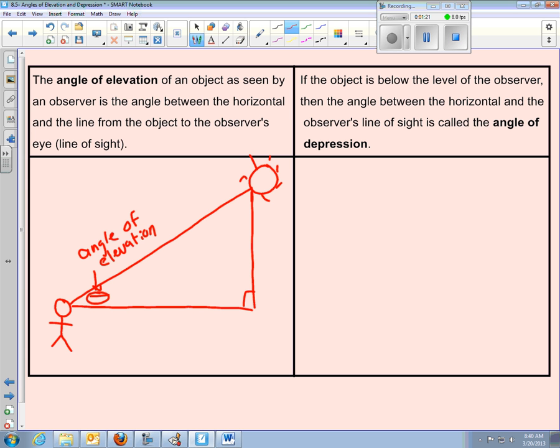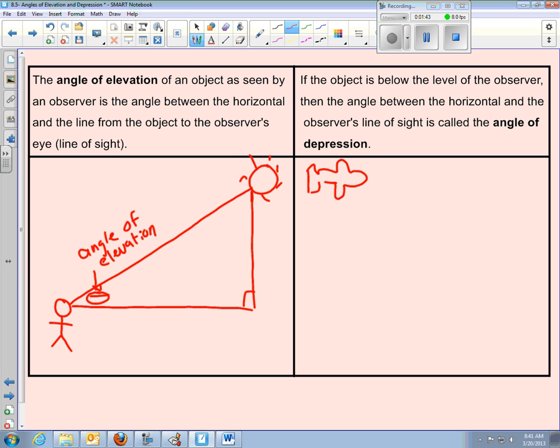Then we also have angle of depression. If the object is below the level of the observer, then the angle between the horizontal and the observer's line of sight is called the angle of depression. So this would be like if you are in an airplane, and please excuse my drawings today, we're going to have lots of drawings that we're going to be doing.